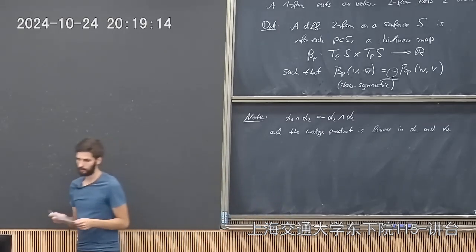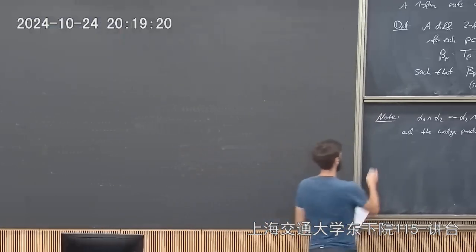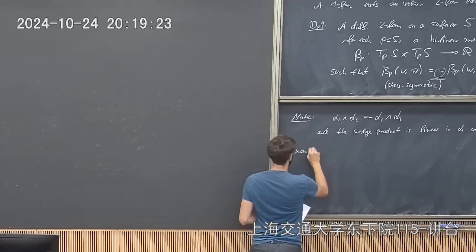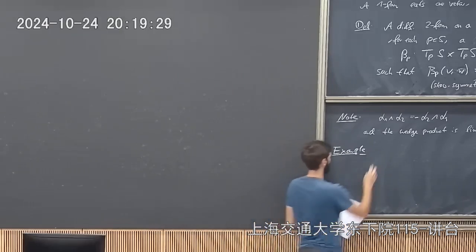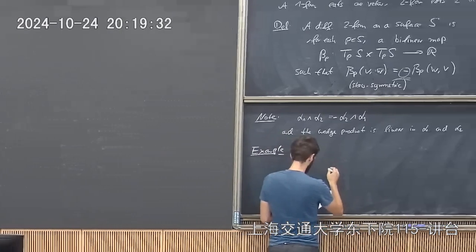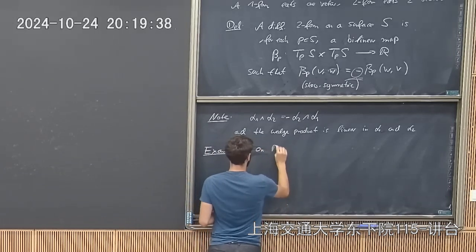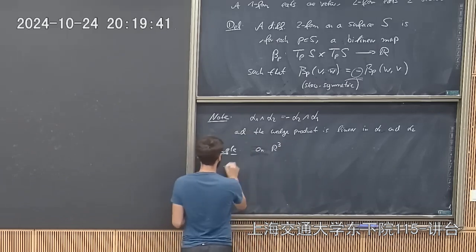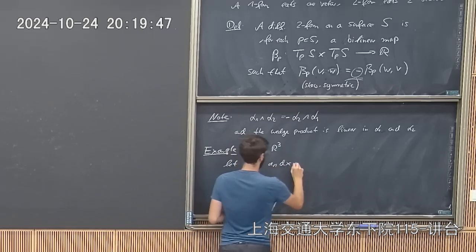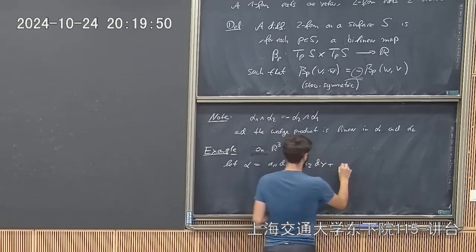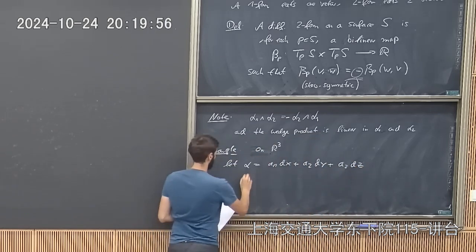Okay, so I'm running out of time. But I still want to give you one example so that you see that in action, and maybe don't end the lecture with just nonsense. So let's consider on R3, we can define alpha by A1 dx plus A2 dy plus A3 dz. So it's a little bit more general because it's on R3.